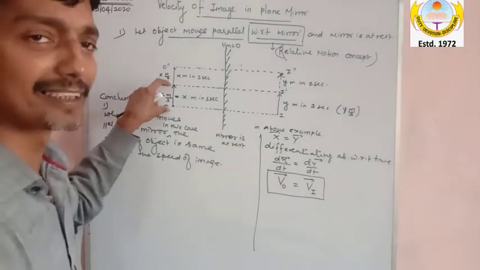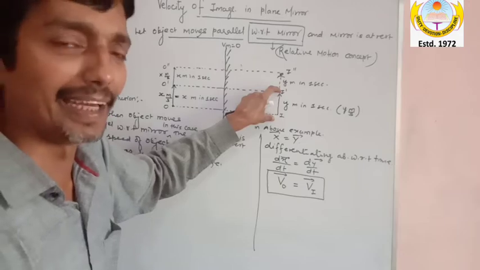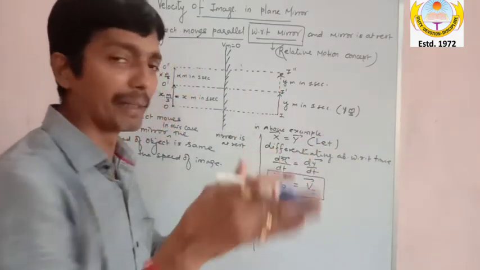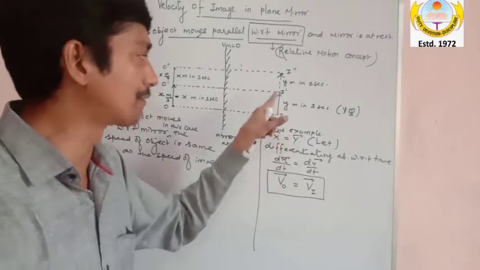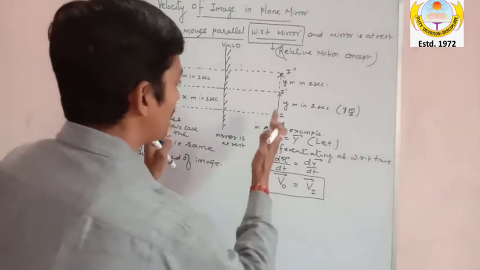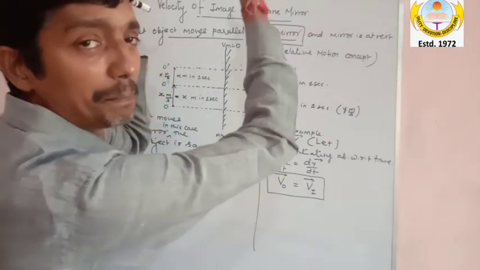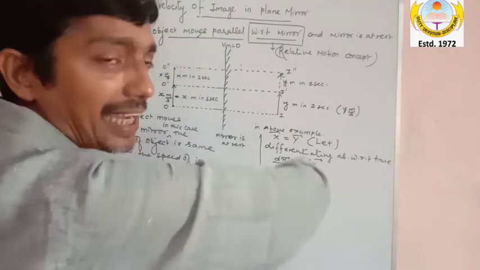अगर ये x distance covered किया है in 1 second, तो ये भी y distance covered किया in 1 second. Let's say I have taken x is equal to y in measurement. Only x is the distance for the object and y is the distance for the image. And both are covering the distance or displacement in the same direction. That is also important. अगर ऑब्जेक्ट नीचे आता, तो इमेज भी नीचे आता.